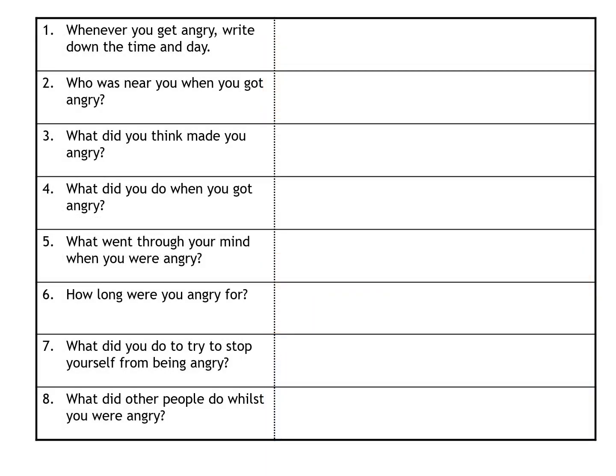Example here of thinking about looking at when you were getting angry during the school day, what was happening, who was near you, what did you think, what did you do, what went through your mind, how long were you angry for, what did you do to try to stop yourself. And I think that's important because we want to give children and young people the sense that they can make a difference themselves. It's about empowering them and increasing their sense of autonomy, because the more autonomous we feel, the less anxious we feel, but also ensuring that other people are aware that they have a part to play in this in terms of supporting the child.